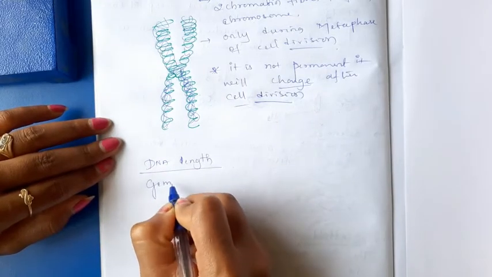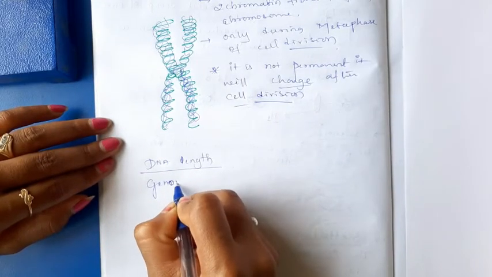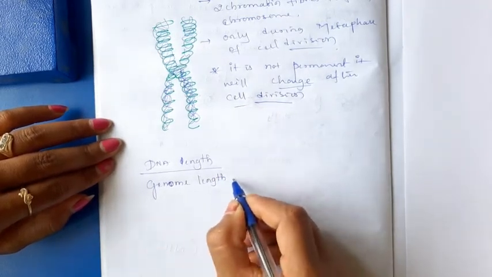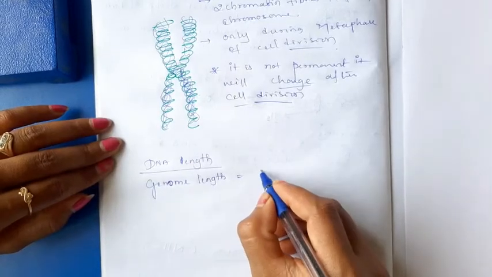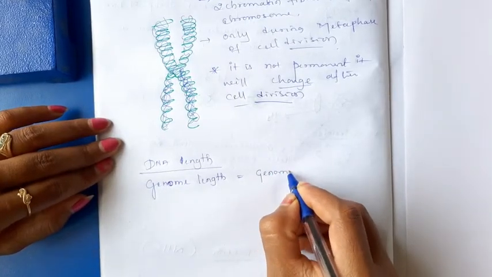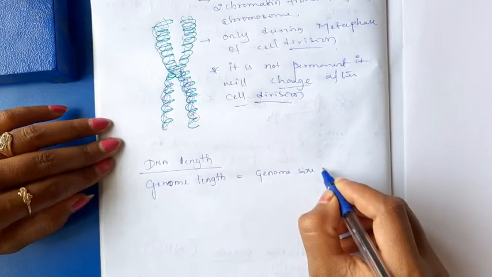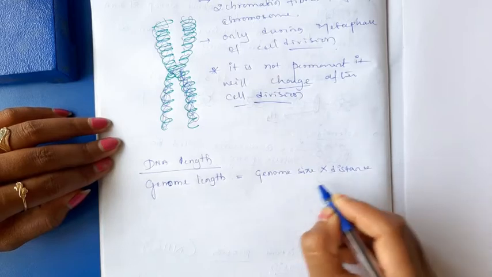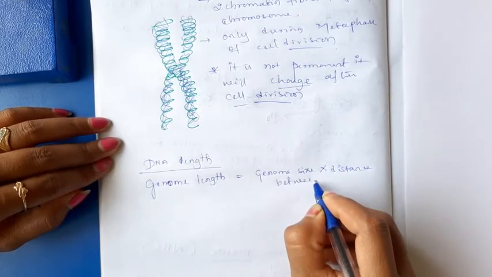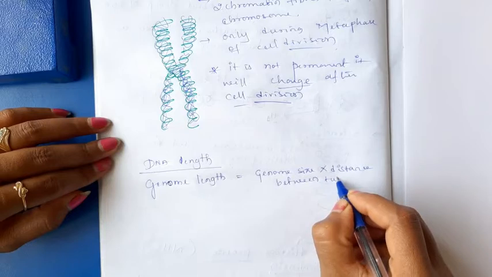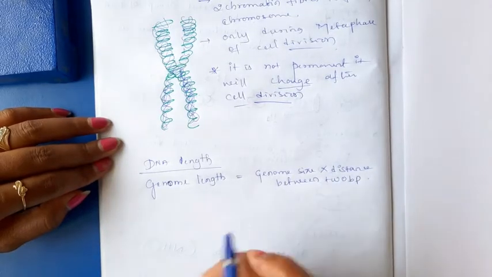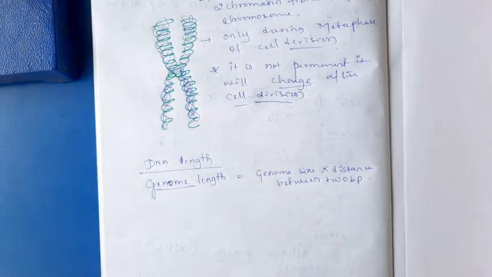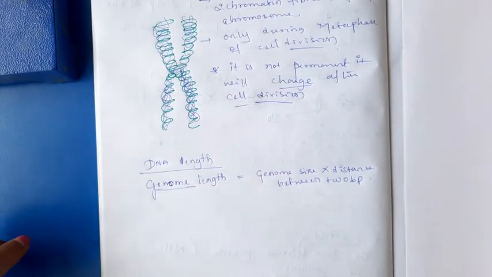Genome length is equal to genome size into distance between two base pairs. Now to find the genome length, genome is nothing but the haploid set of genetic material present in the cell.